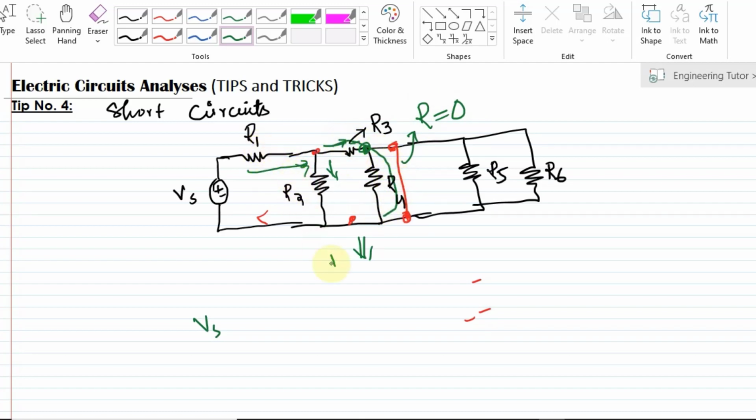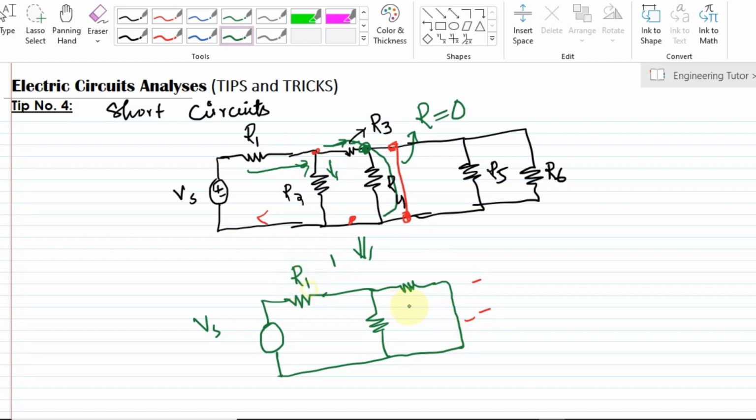Now what will be the equivalent circuit here? The equivalent circuit will be like this one. This resistor will remain the same because the same amount of current is flowing here. But as we can see, after this junction all the current will flow through this one, therefore this circuit will remain R1, R2, and here R3.